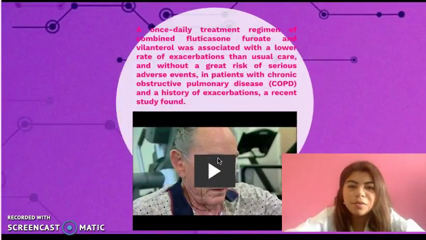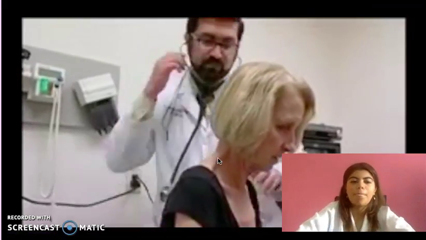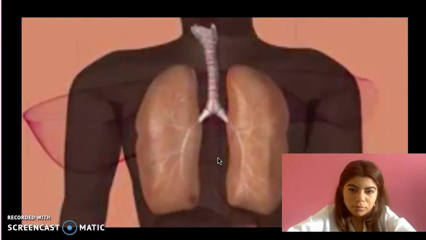Issue applied in Ecuador. A once-daily treatment regimen of combined fluticasone furoate and vilanterol was associated with a lower rate of exacerbations than usual care, and without a greater rate of serious adverse events, in patients with COPD, chronic obstructive pulmonary disease, and a history of exacerbations, a recent study found. It's a disease that affects the lungs and can eventually make the otherwise unconscious effort of breathing seem almost impossible.